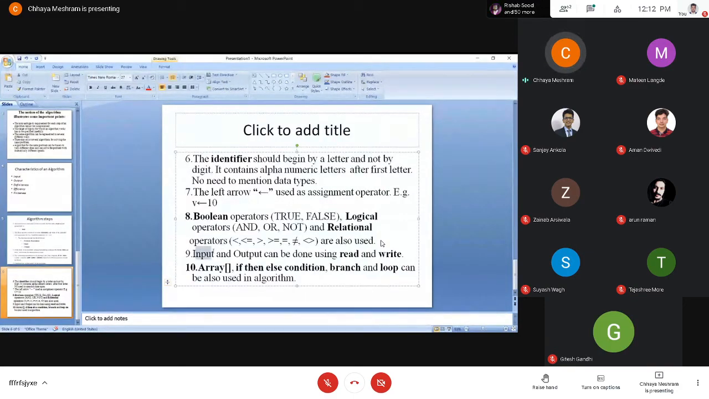Input and output can be done using read and write. For displaying something we can use write, and for input purposes we can use read. Here also we can use arrays, if, then, else conditions, branches, and loops in the algorithm.